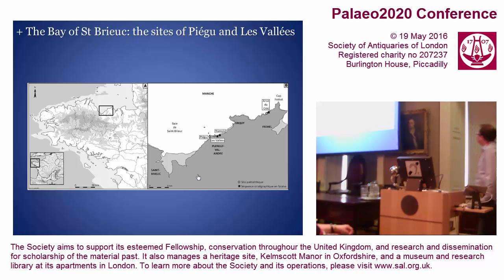I'm going to talk about two areas. First of all, St Brieux Bay in northern Brittany, where you've got these concentrations of early middle Paleolithic sites. These are very important because, unlike large parts of Brittany, because of the geology, you get faunal preservation in these contexts through the preservation of calcareous dune systems in association with loess.